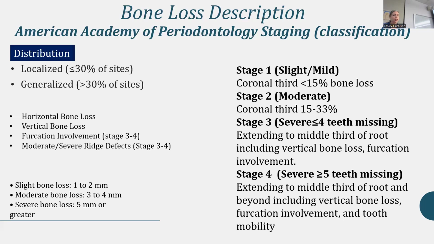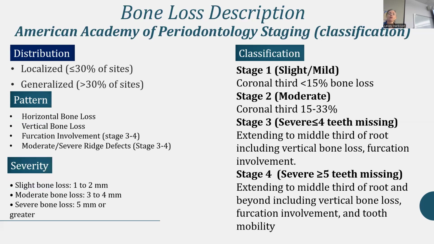Okay, so distribution is how we classify this first one. The overall classification is staging and grading, and you'll learn way more about that. Then the pattern of bone loss, and then other things like furcation and ridge defect, and then the overall severity.